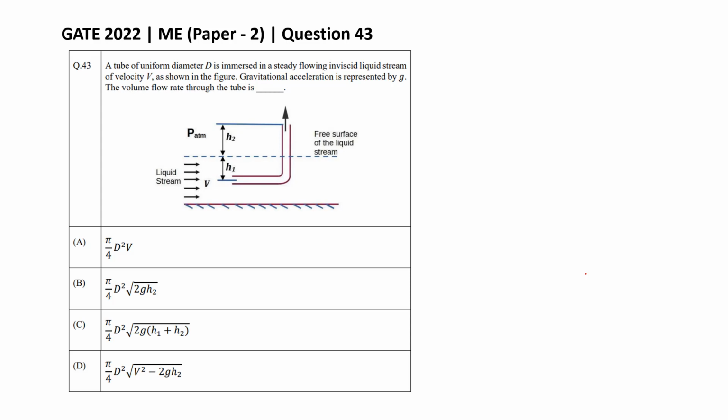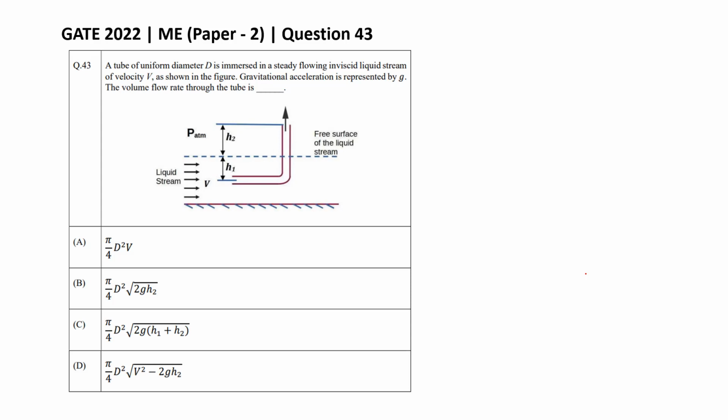Here they have given us a tube of uniform diameter D, which is immersed in a steady flowing inviscid liquid stream. Please note these three assumptions: steady and inviscid liquid of velocity v as shown in the figure, and gravitational acceleration is given by g. The volume flow rate through the tube is, so they are asking us to calculate the volume flow rate.